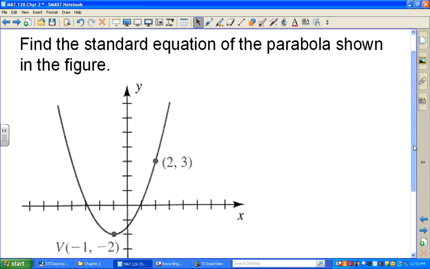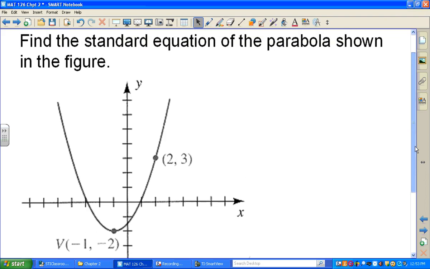Find the standard equation of the parabola shown in the figure. Well, that means I have to come up with the equation. Have you guys done that a lot? What's the best way of doing it? I always just do it the same way, the same old boring way. I'm looking for something new, something fresh. What do you got? I got nothing. You got nothing? I got nothing.